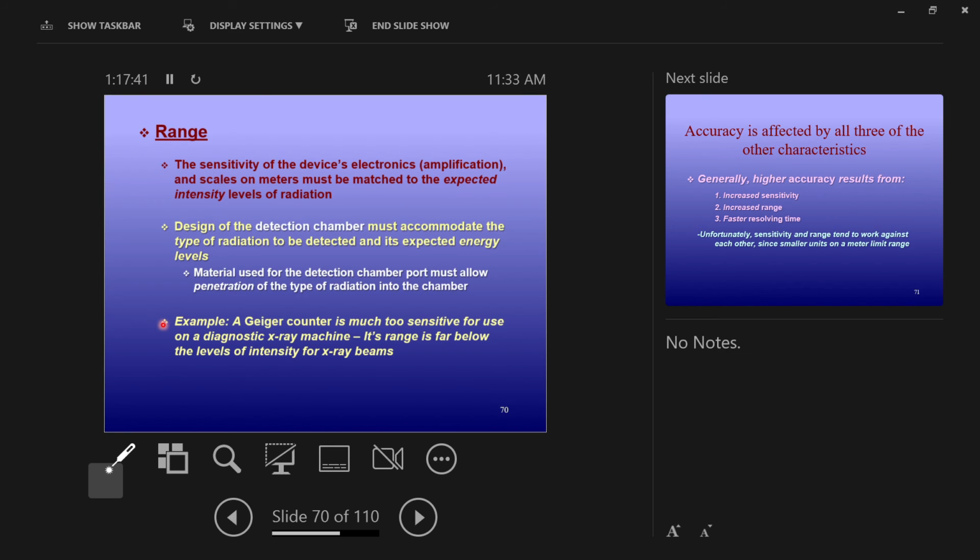For example, a Geiger counter is too sensitive for diagnostic X-rays. Its range is far below the intensity for X-ray beams. This is one reason why you can't take a Geiger counter and stick it under your X-ray tube and measure the radiation, because it's not designed for use in the primary beam. It's designed for measuring single atoms decaying, right? It's not designed for measuring large amounts of radiation in the air.